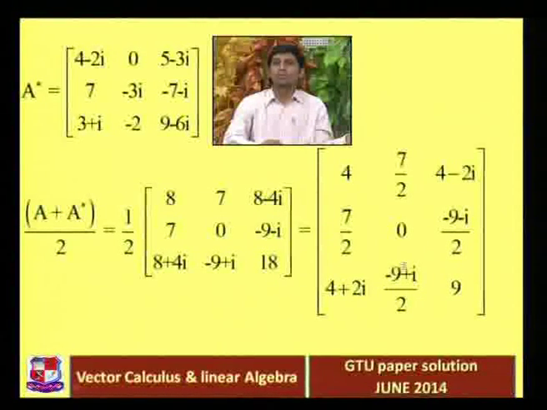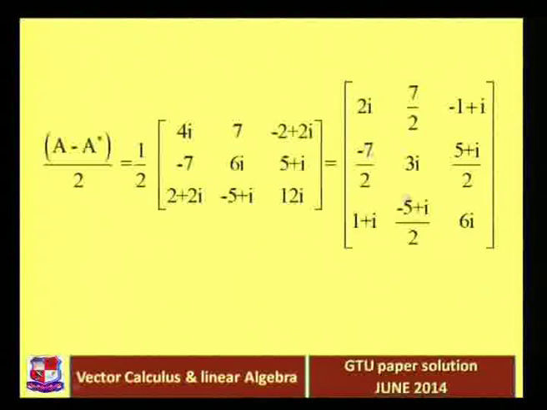So easily you can prove that the given matrix is a Hermitian matrix, and similarly this matrix is a skew Hermitian matrix. This matrix is a skew Hermitian matrix. Now we can write down the given matrix as a sum of this Hermitian and skew Hermitian matrix.